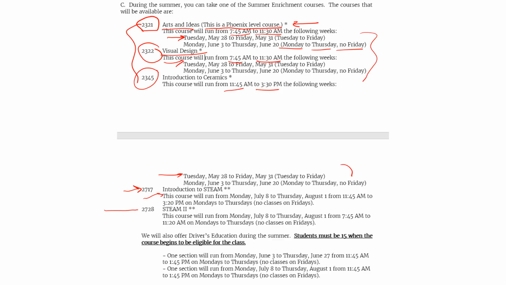For those students who took STEAM 1 last year and want to still continue in the STEAM track to get the STEAM credential for graduation, STEAM 2 will take place from Monday, July 8th through Thursday, August 1st from 7:45 to 11:20. That's a required course to take in order to continue in the STEAM track. We'll also be offering 2 sections of driver's education for the summer. You'll be registering for those online. You can see the dates and times right there in that page down below.